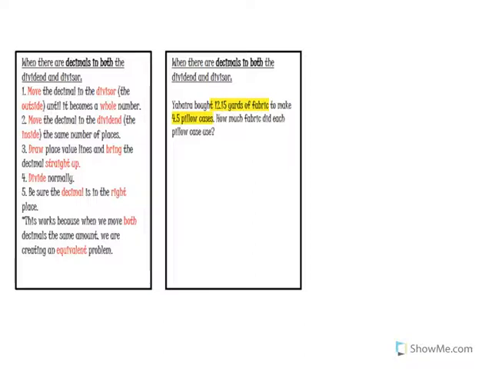So let's look at our example. Our example said Yari bought 12 and 15/100 yards of fabric to make 4 5/10 pillowcases. How much fabric did each pillowcase use? So here's our question. All right, so our divisor is 4.5. That's the number that we're dividing by, that goes on the outside. And then we're going to move the decimal in the dividend, which is the inside number.